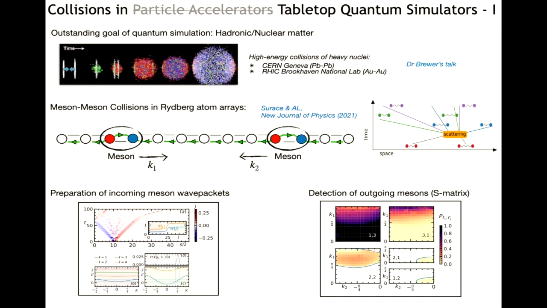Now, I want to close with a remark that, as I said, there is a huge gap to bridge to do something that is of interest for current particle physics, for example, simulating a relativistic heavy ion collision. But on the other hand, the reason why we think this is interesting is that there are things that you can do using quantum simulators which you just cannot do in nature.